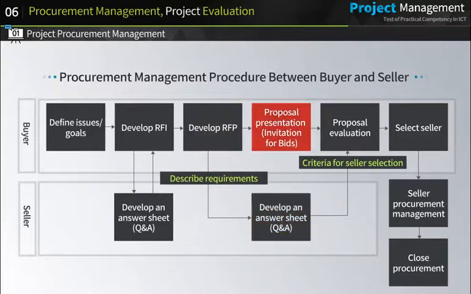The buyer evaluates each proposal based on a certain criteria for seller selection. Finally, the buyer selects a seller based on the evaluation results. This is the process serving as a key milestone between a buyer and a seller.